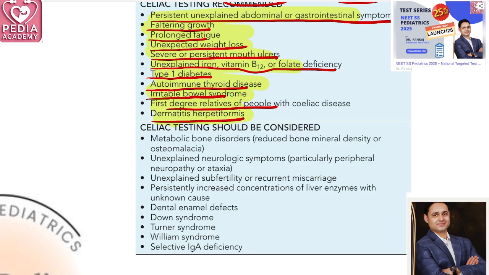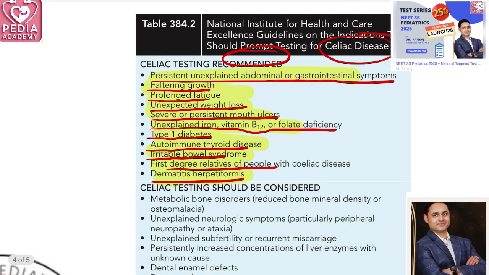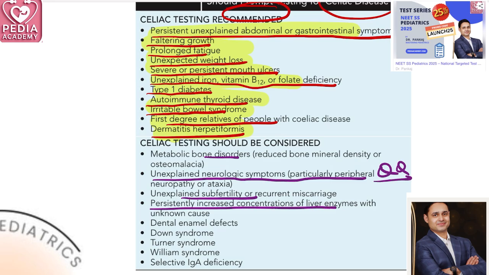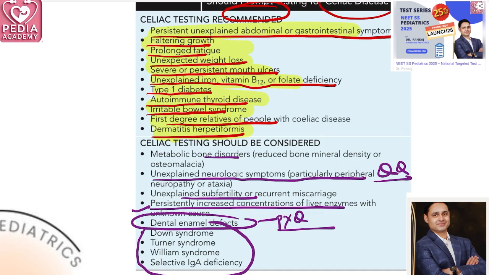Metabolic bone disease should be considered, meaning it is not strictly recommended, but it should be considered. Metabolic bone disorders and unexplained neurological symptoms are very important because they are likely to be missed. Unexplained subfertility or recurrent miscarriages, persistent increase of liver enzymes with unknown cause, dental enamel defect, this was PYQ, and Down syndrome, Turner syndrome, Williams syndrome, selective IgA deficiency. It is also important in this condition.